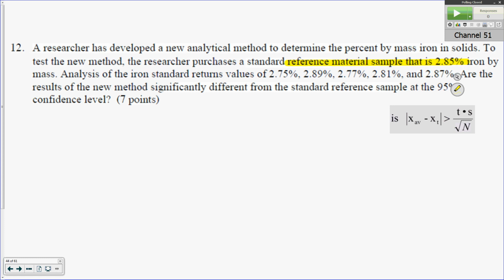And then you analyze this standard and you get this data set. Are your results equivalent to the true value at the 95% confidence limit? So in this case, you're going to have an average, and you want to compare your average to the true value, 2.85. You're going to find your average of your set and apply the confidence interval. Okay, so let's look at how you would approach this one.